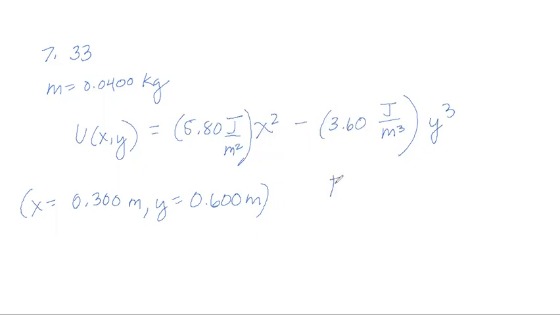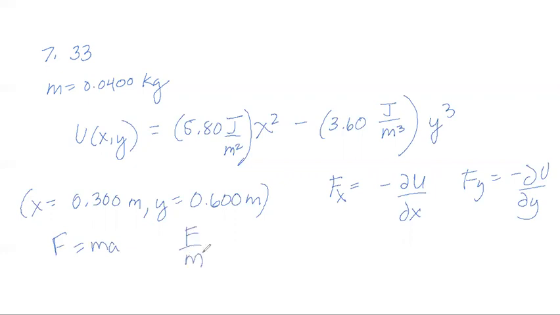So remember, F of x equals negative, well, this is a partial, dU/dx, and F of y equals negative dU/dy. So going ahead and doing that, and acceleration is F equals ma, so acceleration is F over m. So let's go ahead and get us some board space and do that.